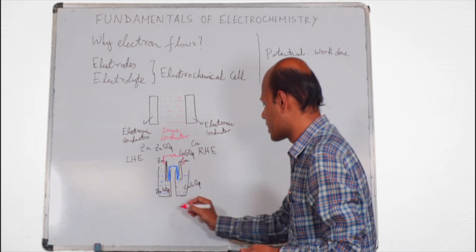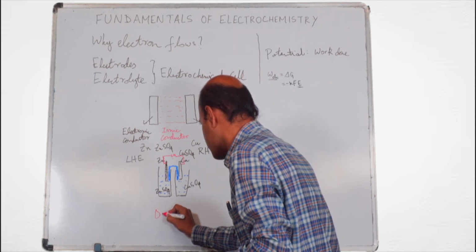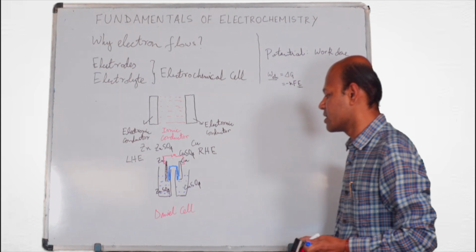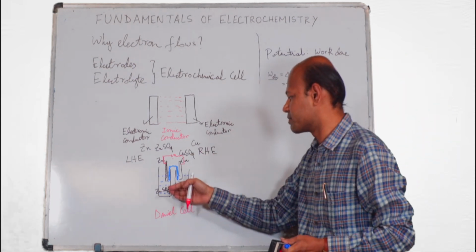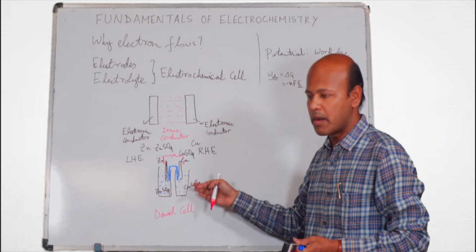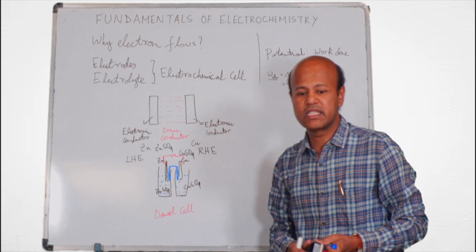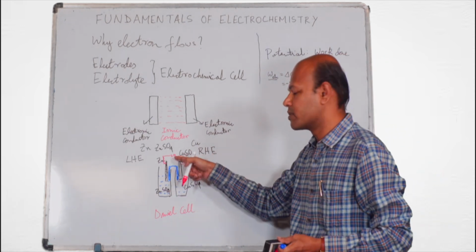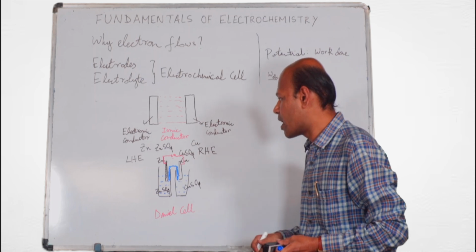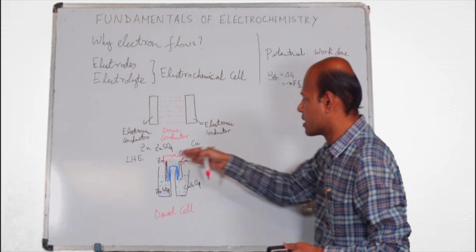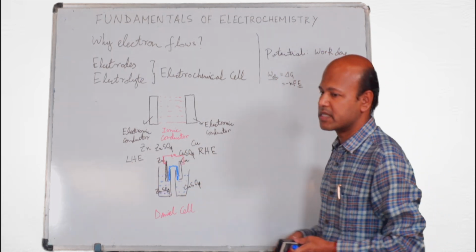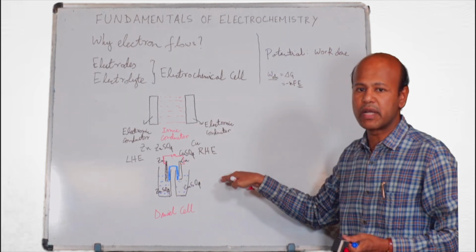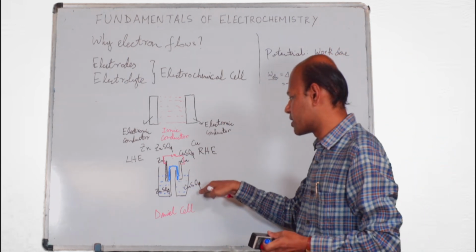This is an example of the Daniel cell. It was made by Daniel, where zinc is dipped in zinc sulfate and copper is dipped in copper sulfate. You connect them through a KCl agar-agar salt bridge. So in the external circuit, you get flow of electrons. Now how is this working? On the left hand side, you are keeping the zinc electrode, which is electropositive, and on the right hand side, you are keeping the copper electrode, which is less electropositive than zinc.